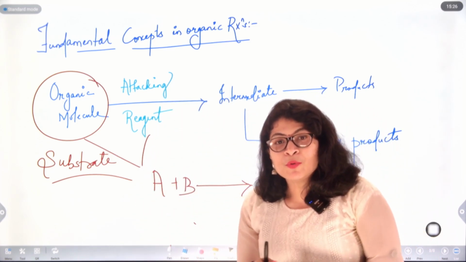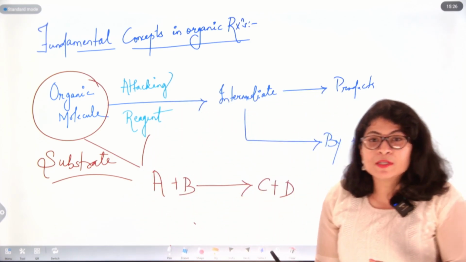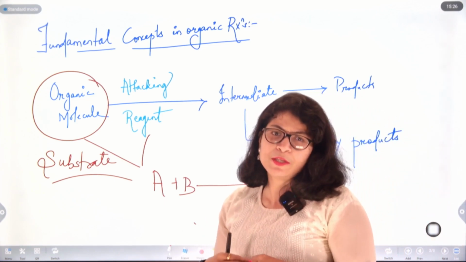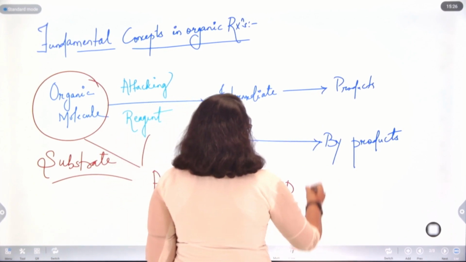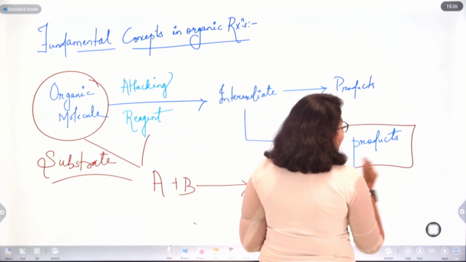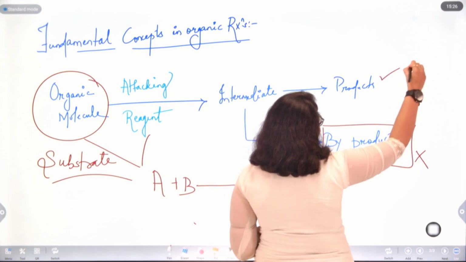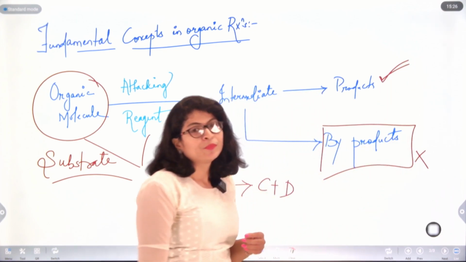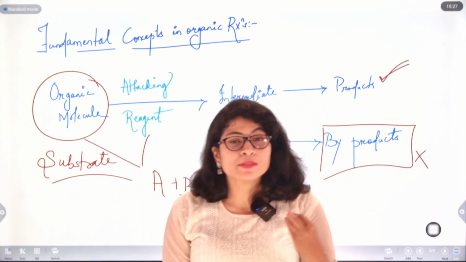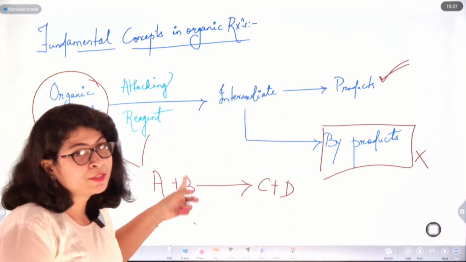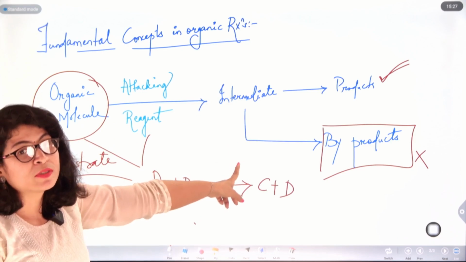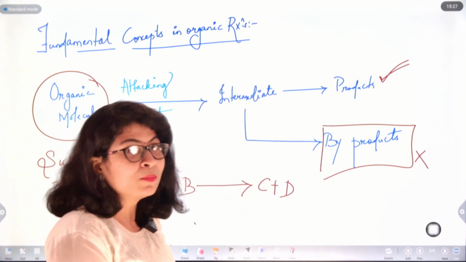Along with products, I will also get some side compounds which are not necessary for me. Those are called byproducts. Byproducts are not under my study; I'll basically be focusing on products. Products are the substances which are required for us. In a substrate and reagent reaction, I'll be focusing on the products, not the byproducts.